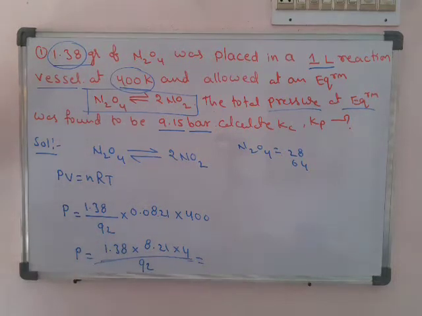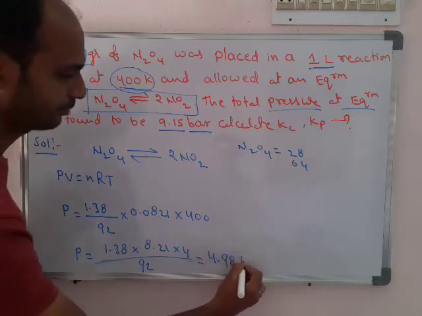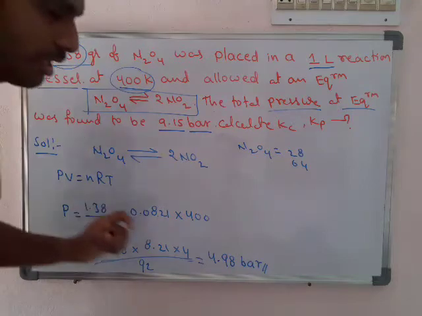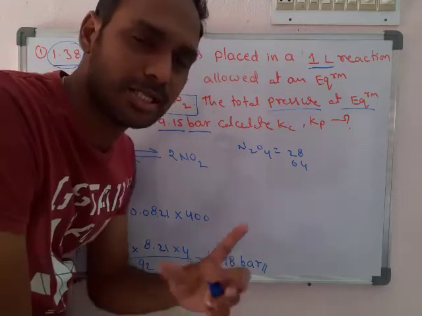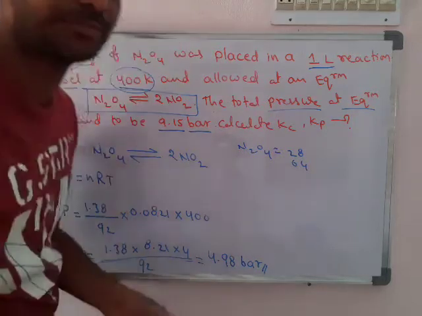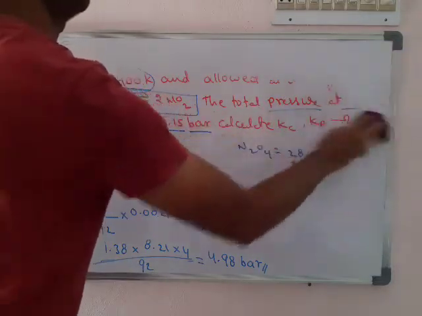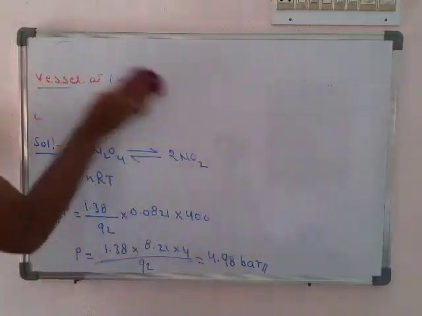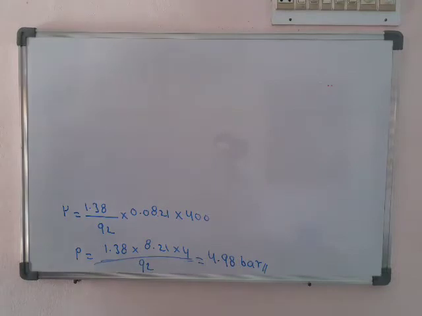So on overall this calculation, we will get the pressure as approximately 4.98 bar. So this is the initial pressure, because on these initial details the reactant pressure is also the initial pressure. So based on the initial pressure we have to find the equilibrium pressure.